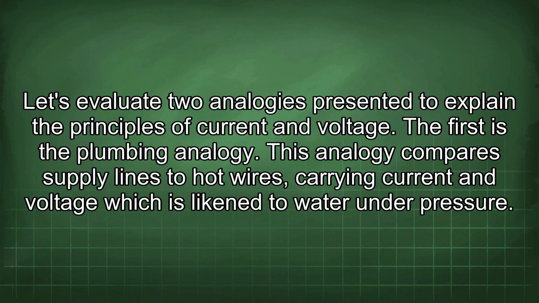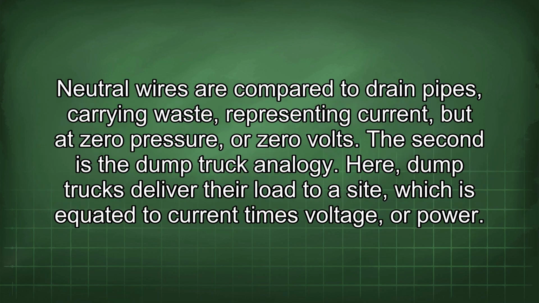Let's evaluate two analogies presented to explain the principles of current and voltage. The first is the plumbing analogy. This analogy compares supply lines to hot wires carrying current and voltage, which is likened to water under pressure. Neutral wires are compared to drain pipes, carrying waste, representing current, but at zero pressure or 0 volts.